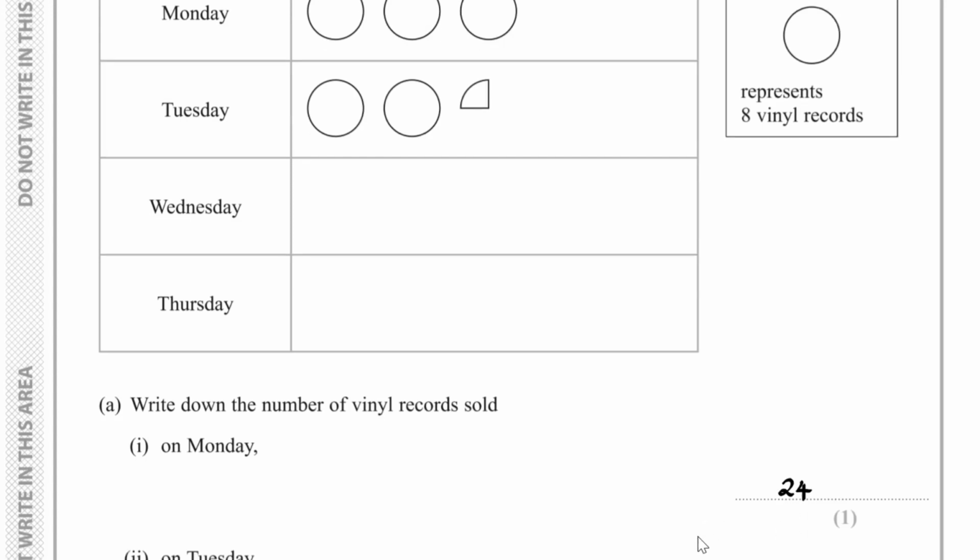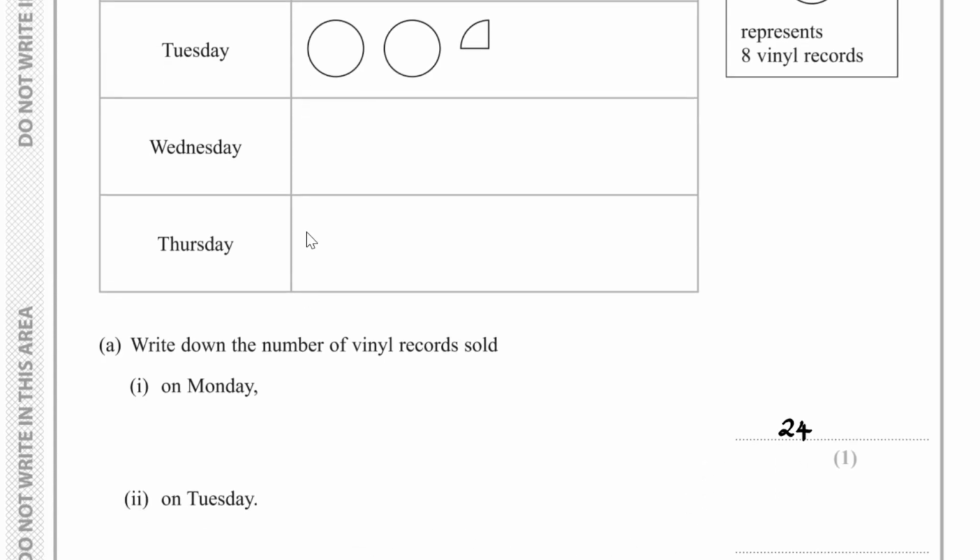Now for the next part of the question, the number of vinyls we have on Tuesday. Well, here you can see we have a quarter of a circle. A quarter of a circle will represent 2 vinyls. So here we have 8 plus 8, which is 16, plus another 2, that's 18.